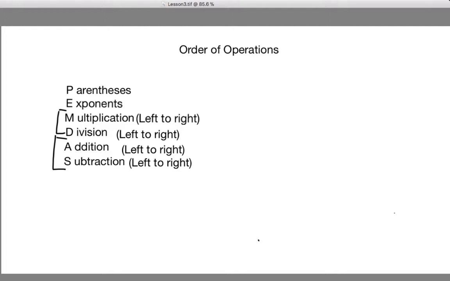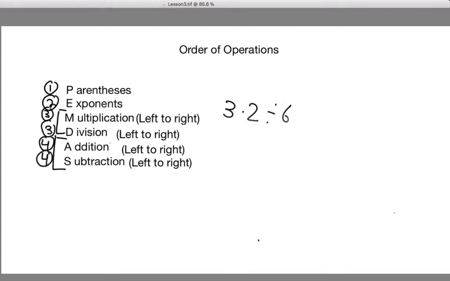When I'm saying left to right, I mean this. If we have an equation that goes like this, 3 times 2 divided by 6, multiplication and division are on the same tier. So let me show you the order we should be doing this. Parentheses should always go first, exponents should always go second, multiplication and division are tied for third, and addition and subtraction are both tied for last, which is fourth.